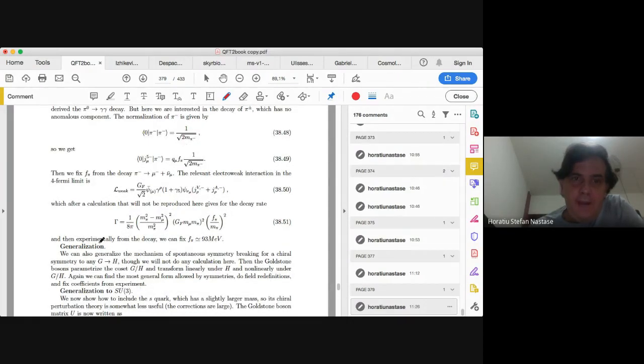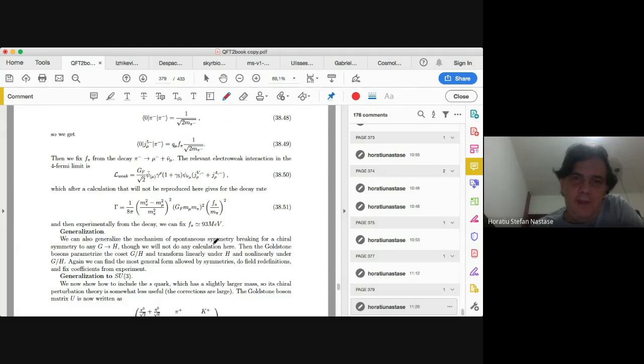Since the decay constant for this process is proportional to f pi squared, then experimentally we can fix f pi squared. Everything else is known. Pion mass, muon mass, G Fermi are known. So we fix f pi as being about 93 MeV.